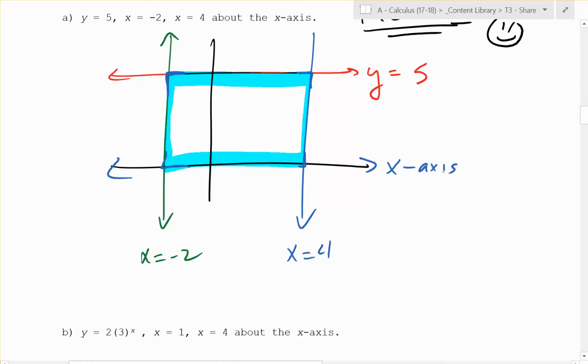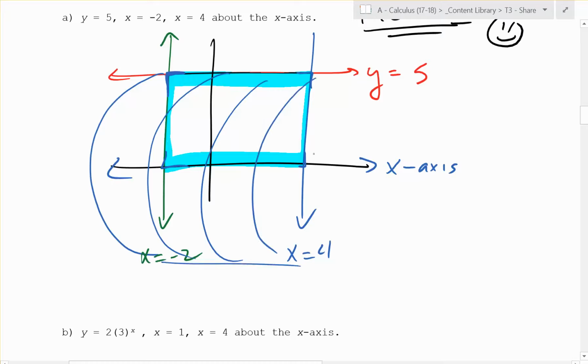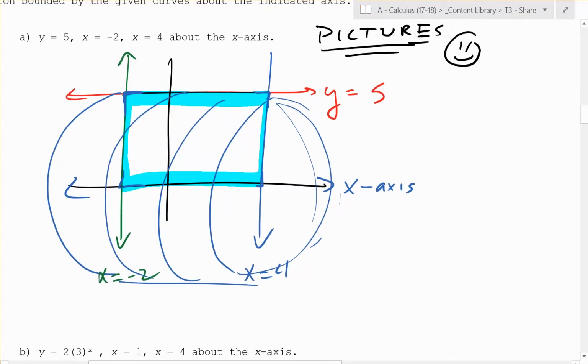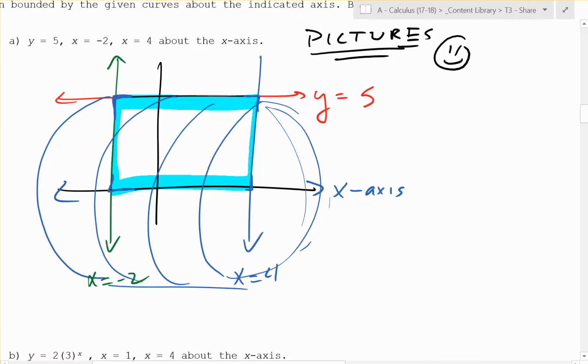So if you do this rotation, what do you end up with? You're going to end up with a cylinder. See the cylinder you end up with like this? So we're going to use calculus to find the volume of this cylinder. So what we're going to do is we're going to look at one slice.